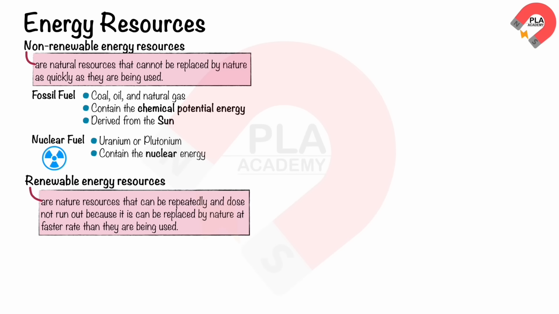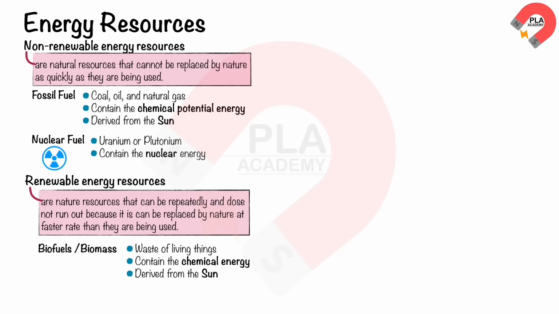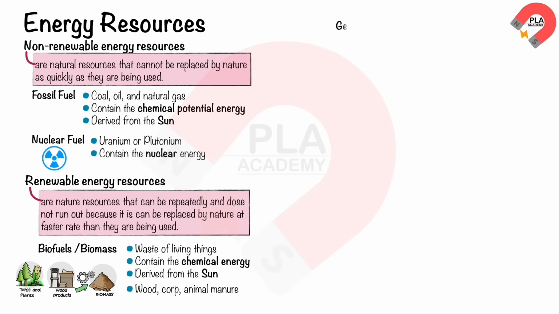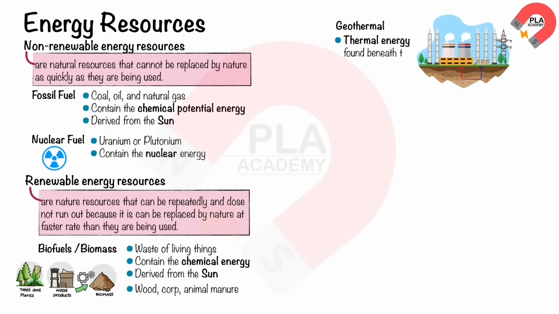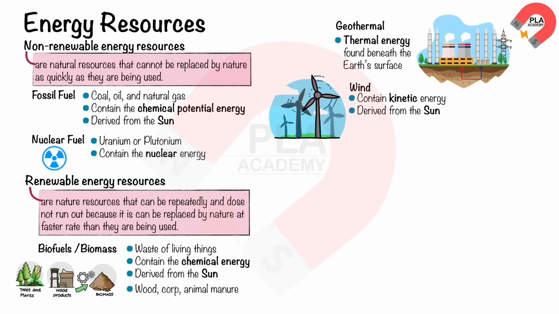Examples of renewable energy resources include biofuel or biomass, which is the waste of living things and contains chemical potential energy derived from the sun during photosynthesis. Some biomass includes wood from trees, food crop residues, and animal waste. Geothermal energy is the thermal energy found beneath the Earth's surface. Wind energy contains the kinetic energy derived from the sun.